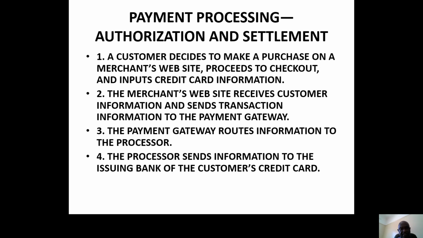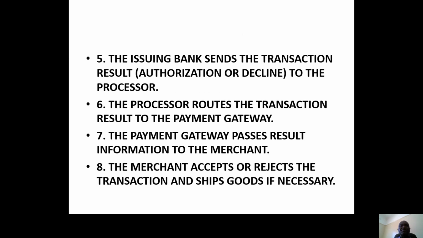The issuing bank then, what does it do? Number 5, issuing bank sends the transaction result. It's either declined or authorized. All right. The processor routes back, it's the same process, all right? Back to the gateway, from the gateway, then back to the merchant. Then the merchant says, right, I'm not going to give you the goods, or I'm going to give you the goods because you are the owner and the money is available. That's number 8.